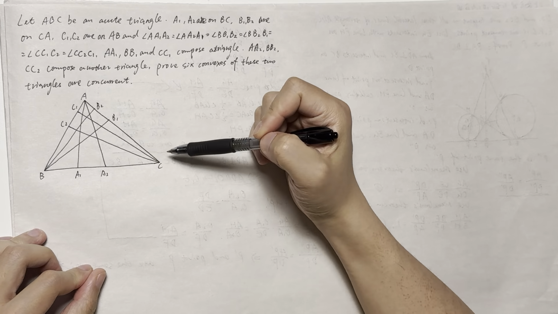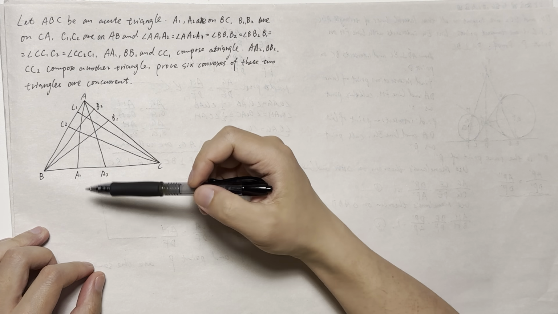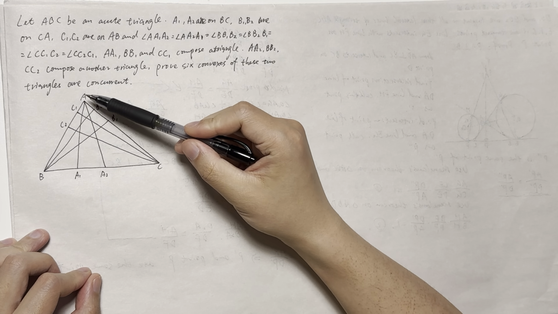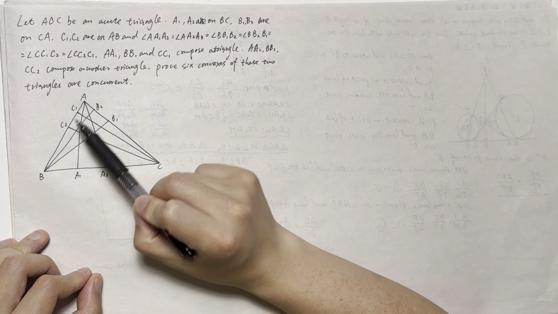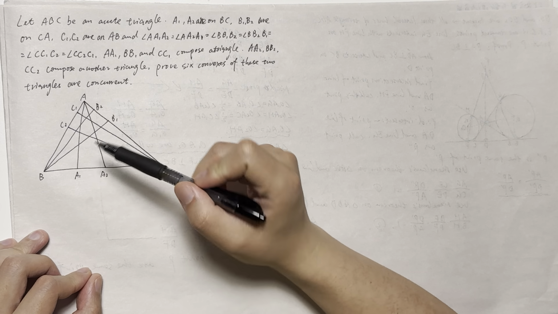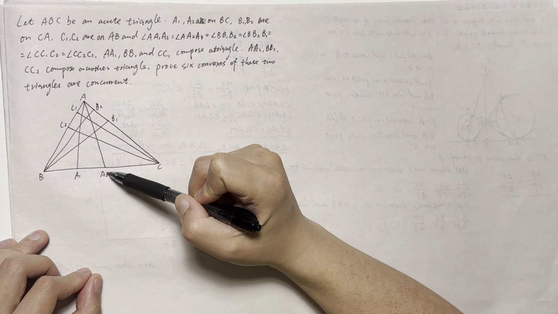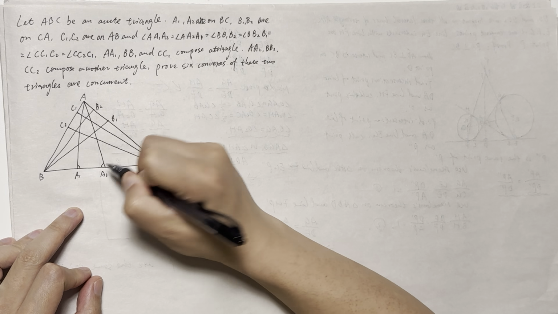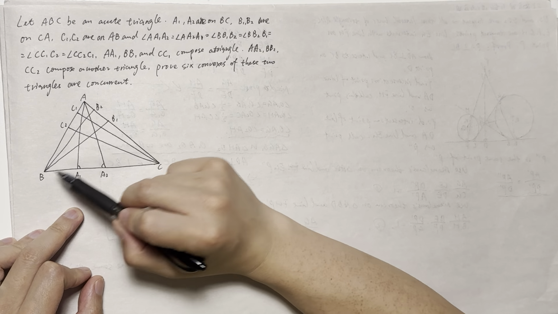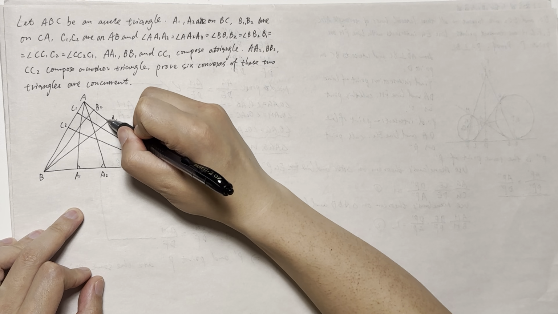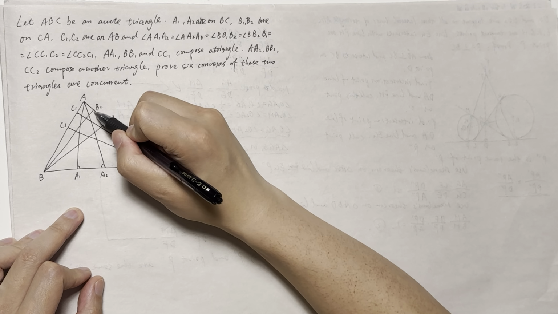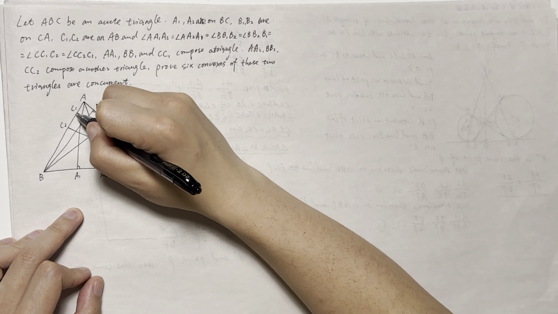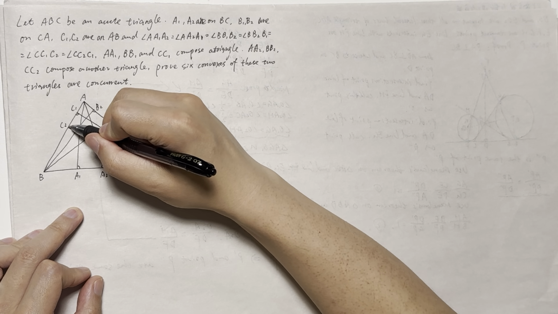Let ABC be an acute triangle. A1, A2 are on BC, B1, B2 are on CA, C1, C2 are on AB, and angle A1A2 equals angle A2A1, angle B1B2 equals angle B2B1, and angle C1C2 equals angle C2C1.